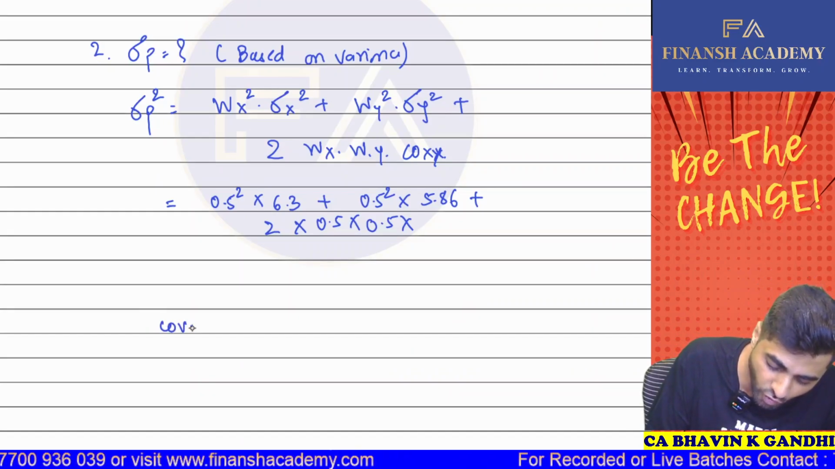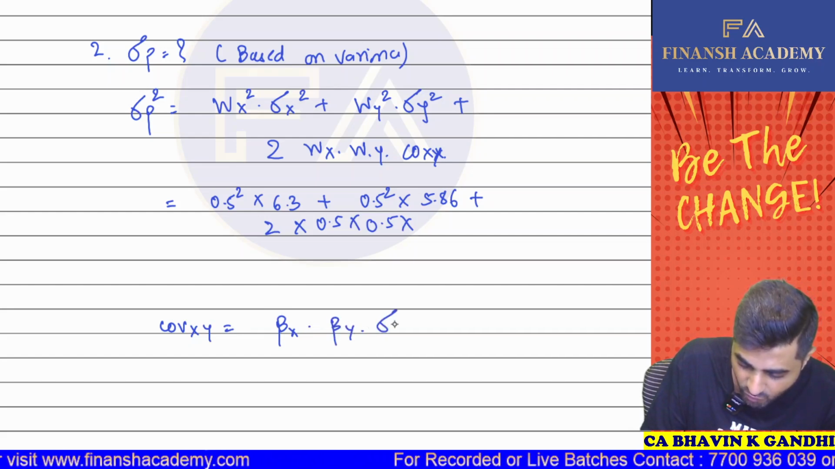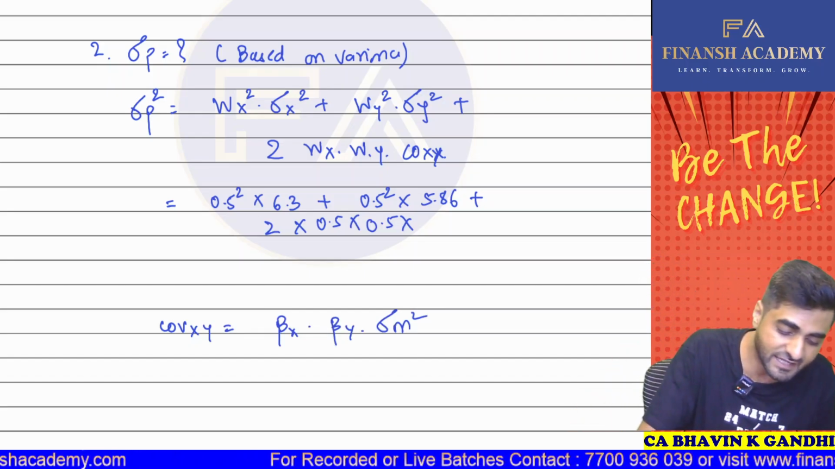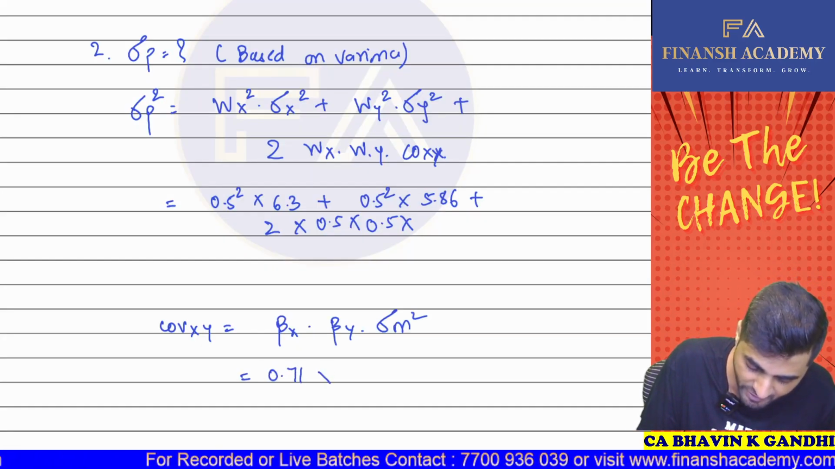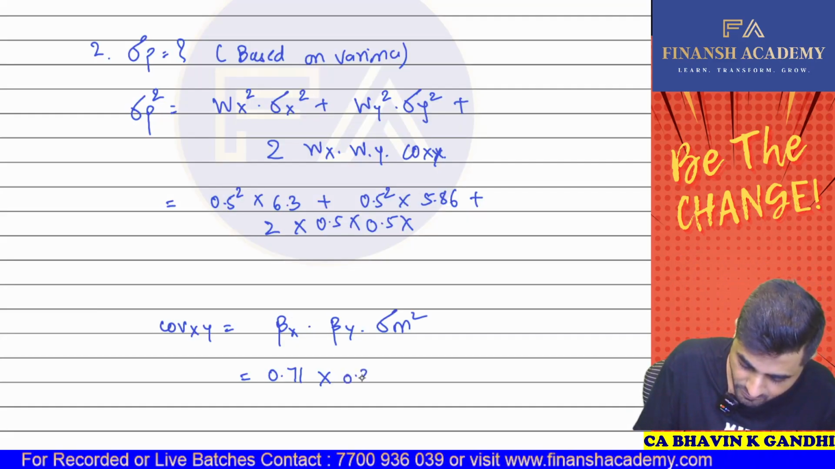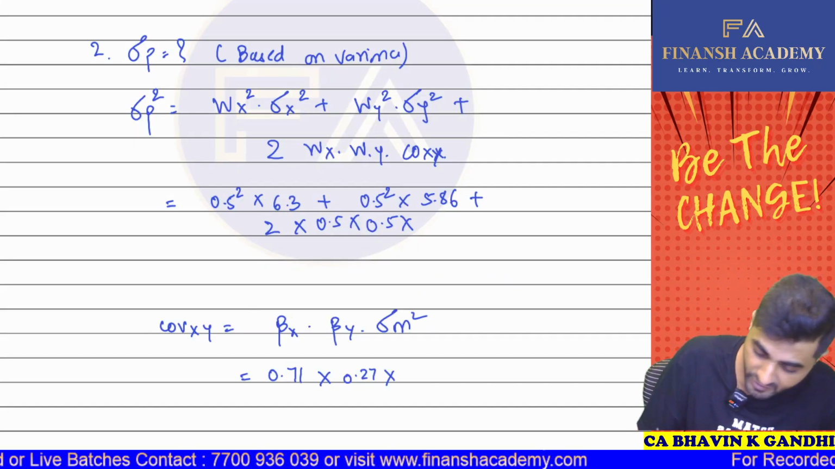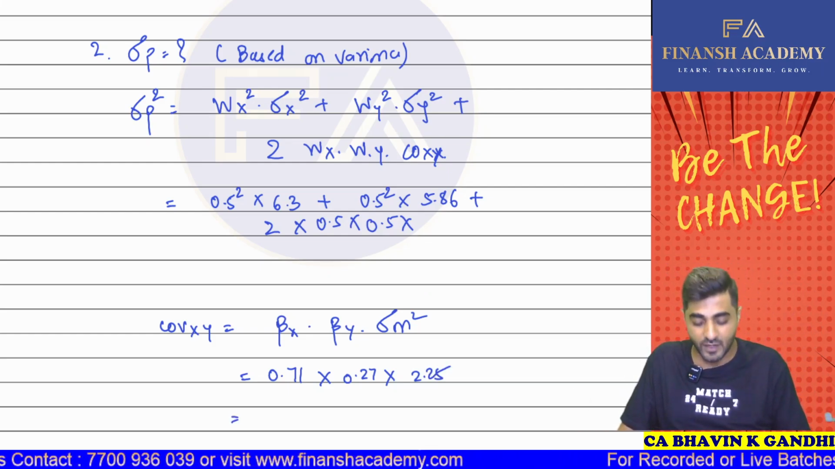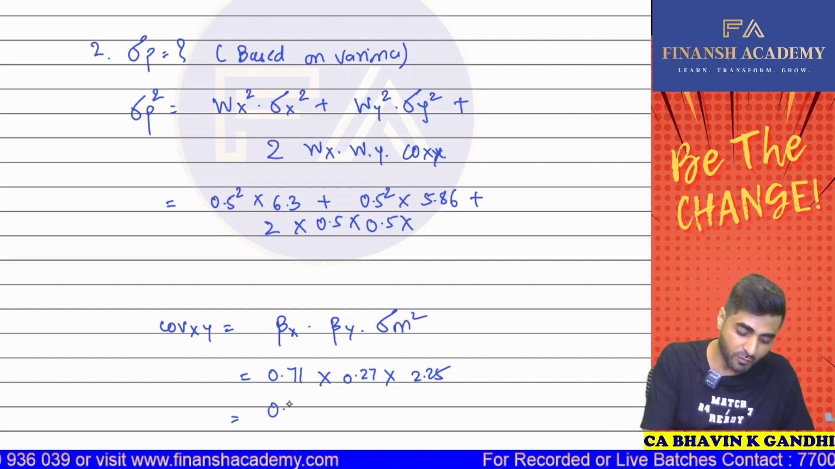So now how will you calculate your covariance xy? So can I say you will take beta of x into beta of y into whatever is the market variance. And you know what? All this data is available. So do we have beta of x? Yes, sir. How much is that? So your beta of x is 0.71 only, sorry. Your beta of y is nothing but 0.27. And what is your variance of the market? So variance of the market is 2.25. So now with this, I can calculate what is the covariance xy, which is 0.71 into 0.27 into 2.25. So it's coming as 0.43.